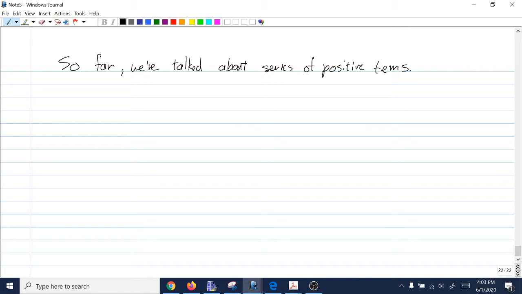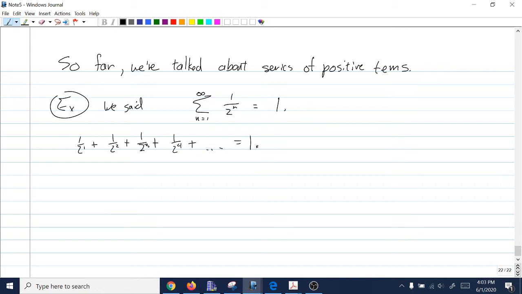If all the terms of your series are positive, or if all the terms of your series are negative, there's some types of statements that you would like to make that turn out they are true. Here, let me tell you an example. Consider, we said that the sum from n equals 1 to infinity of 1 over 2 to the n, that was our first geometric series, and we evaluated it, and it was 1. So this is 1 over 2 to the 1, plus 1 over 2 to the 2, plus 1 over 2 to the 3, plus 1 over 2 to the 4, plus ... does equal 1.